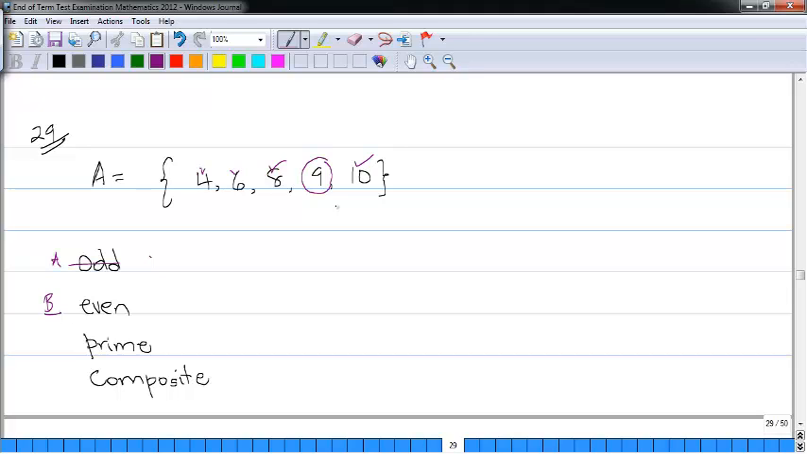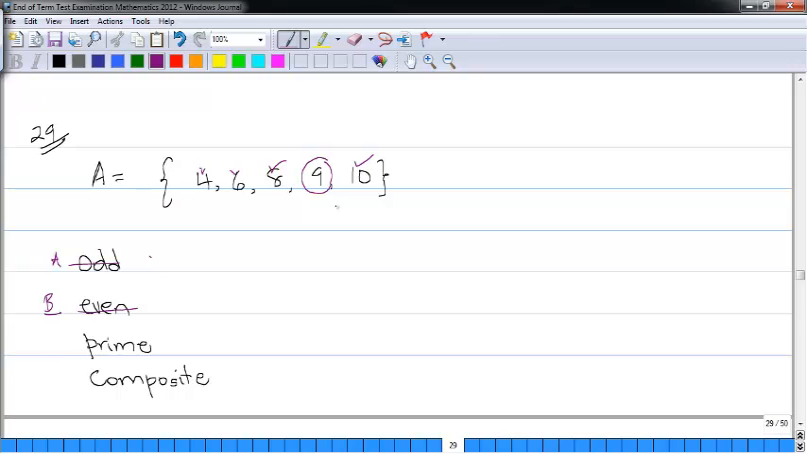Using the steps we had established in finding that 9 was odd, we know that 4, 6, 8, and 10 are even, and 9 is odd. Therefore, it could not be a set of purely even numbers. So it could not be even numbers.